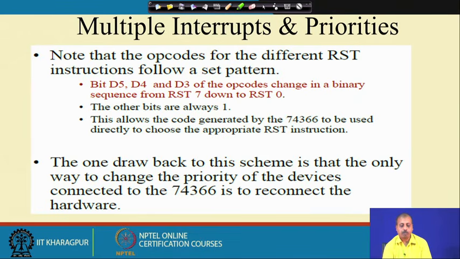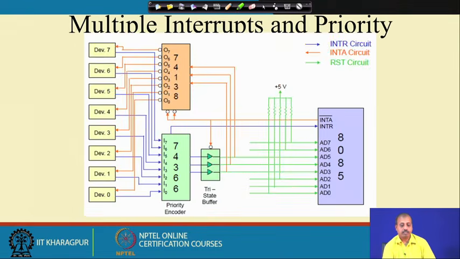However, the problem that we have is that to change the priority, you have to change the connection pattern of the devices. So, we have got a connection like this. This is our 8085 processor. Now, this 74366 is the priority encoder.